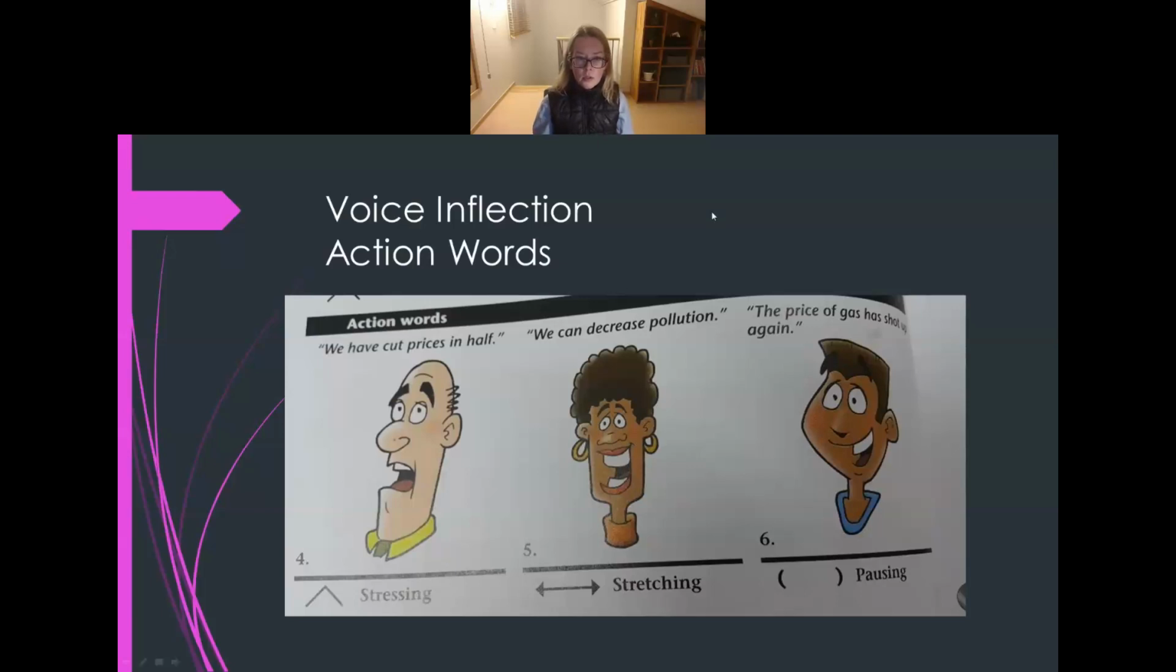You can also do it with action words. I hope you guys practice all of these, please. Another example, we have cut prices in half. Action word, your verb, you're going to stress your verb here. So we have cut prices in half. Stretching your verb, we can decrease pollution. Sorry, we can decrease pollution. That didn't work very well, but I think you guys get the idea. Pausing before your verb. The price of gas has shot up again.